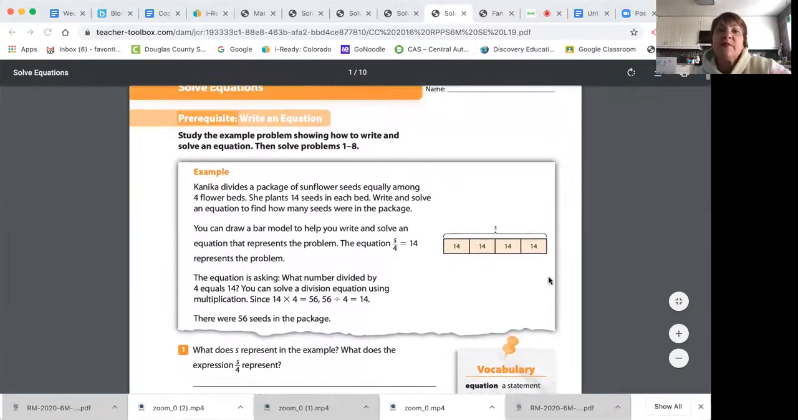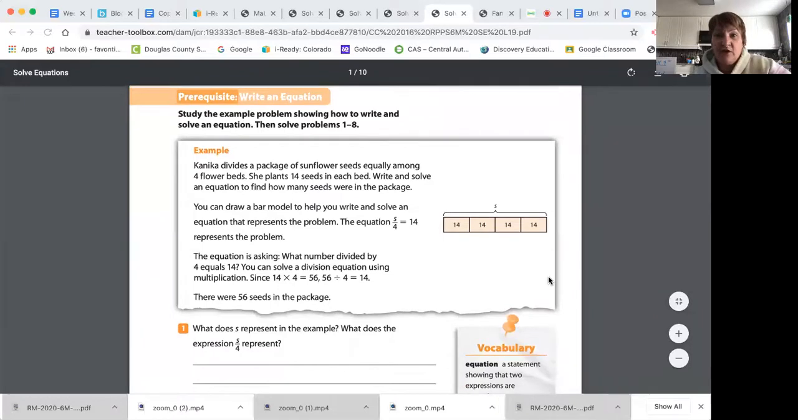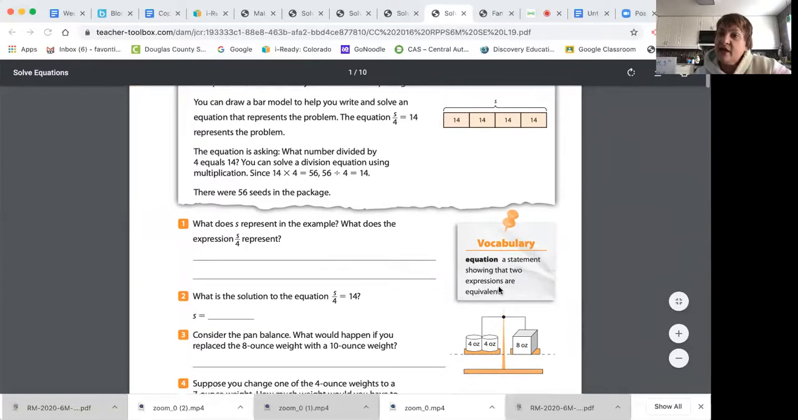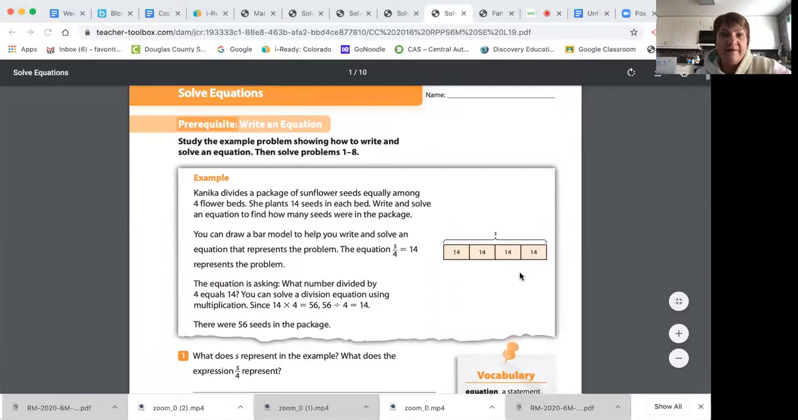So notice this is a prerequisite, something you really need to know before you get going. But I just want to talk about this example and look at the vocabulary. Equation, a statement showing that 2 expressions are equivalent. Alrighty, so just remember that.